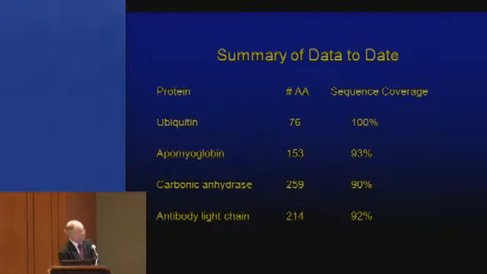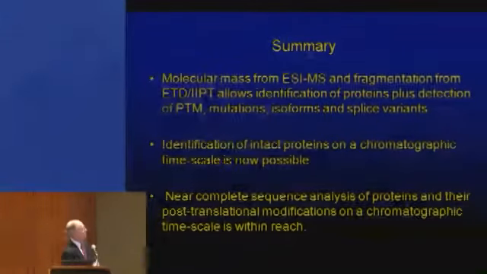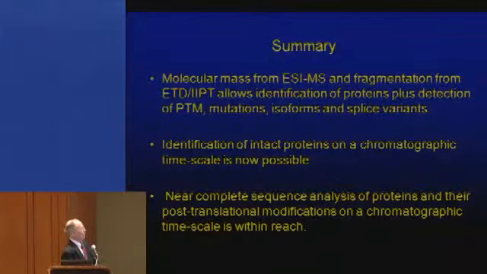So the earlier part of the talk said we can identify proteins using N-terminal and C-terminal sequencing plus molecular weight on a chromatographic time scale. Now, I think we're getting close to near complete sequence analysis of all amino acids and their post-translational modifications on a chromatographic timescale, and that's what's ahead of us in the next few months.